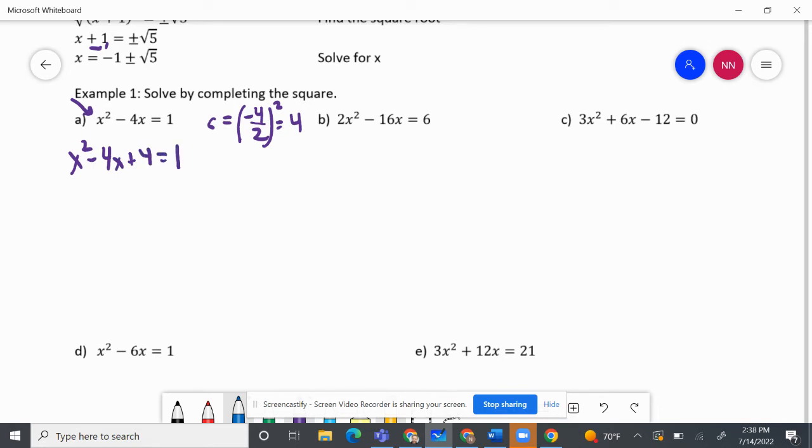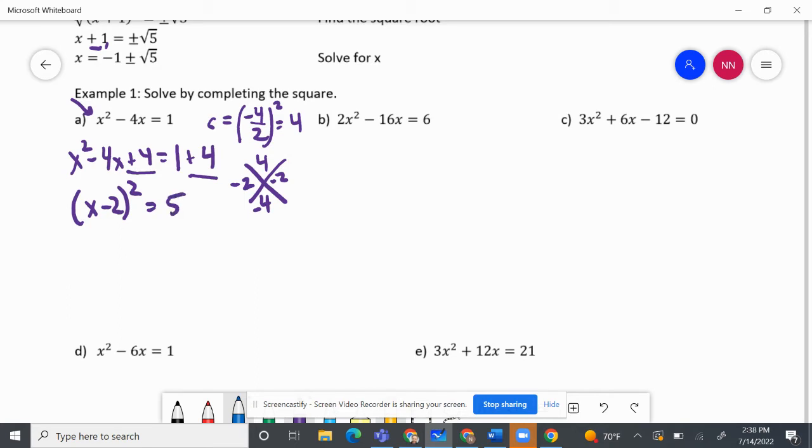And remember, whenever we add something on one side of the equation, we're going to add it on the other side of the equation. Our next step is we're going to factor it. Two numbers that multiply together to give us 4 and add up to negative 4 would be 2 and 2. And that should be a negative 4. So this is negative 2, negative 2. So that would be x minus 2 squared is equal to 1 plus 4, which gives us 5.